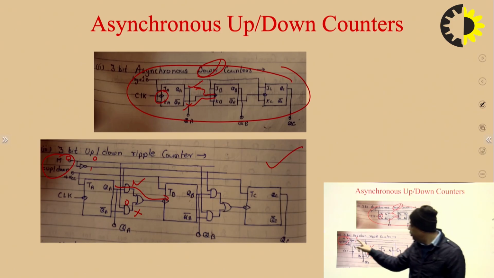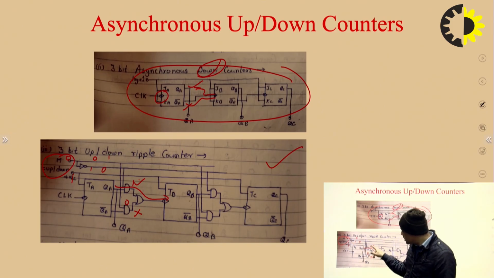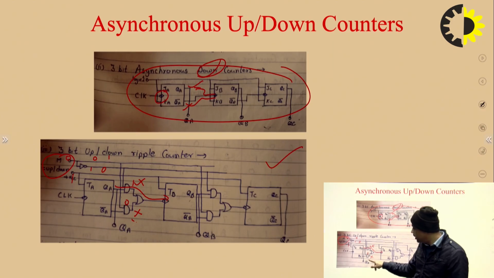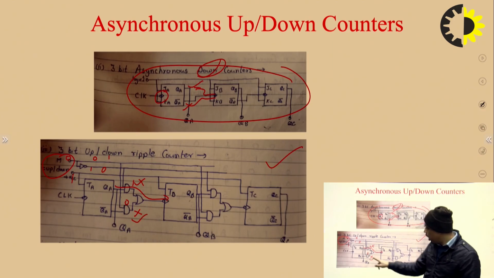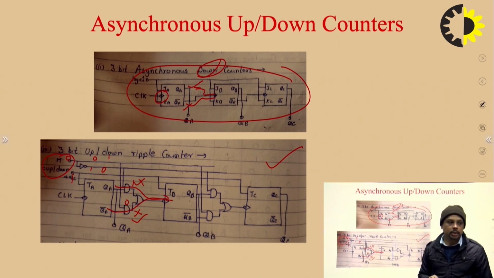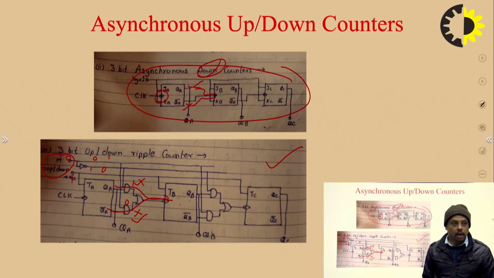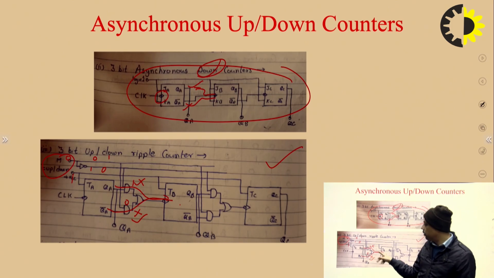Now if our mode select M is equal to 1, in this case this became 1 and this became 0. So in this case this is not going to work, and this gate is going to work. So the output is going from Q bar to this input. So now the input of the next flip flop is coming from the output Q bar of the previous flip flop, so it can perform the down counting.